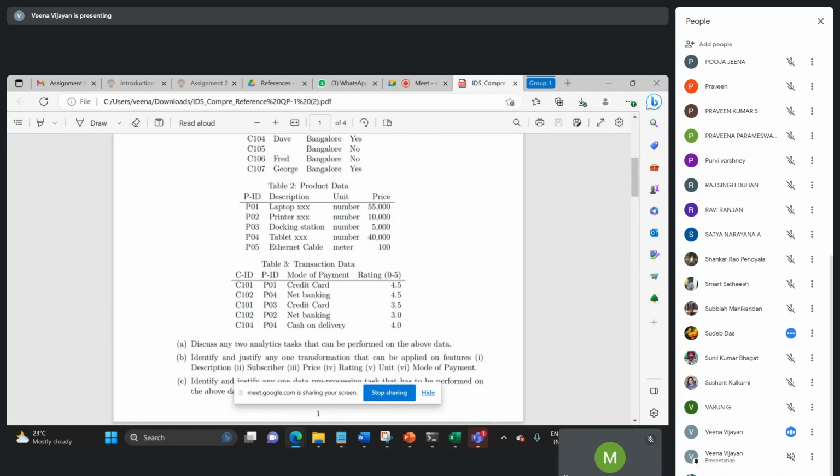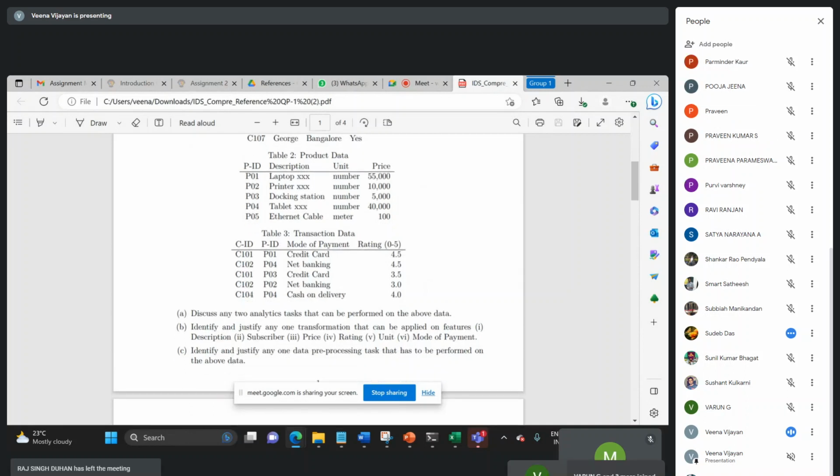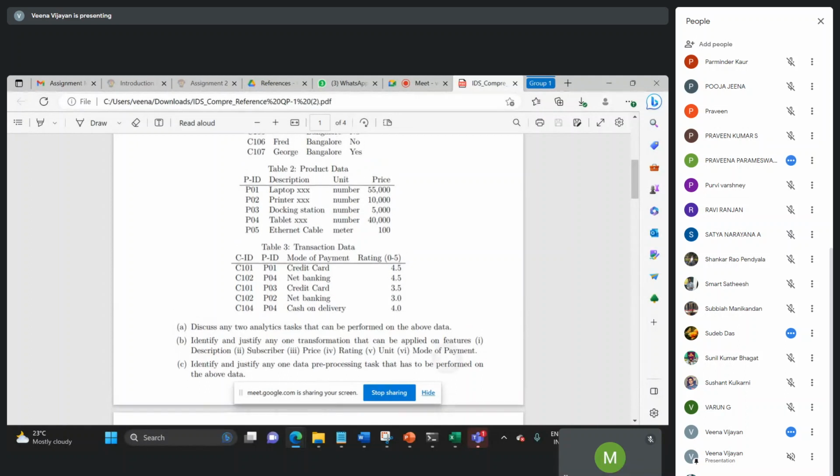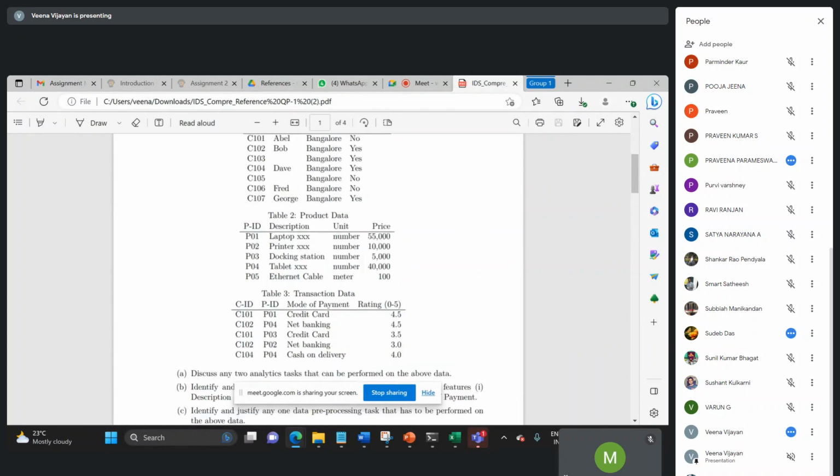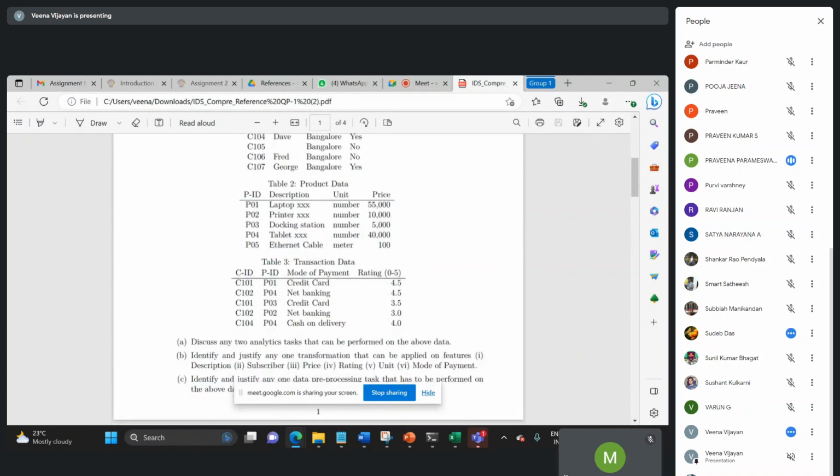The question is asking us to do one transformation. Any one transformation step we can perform. I think for the subscriber column we can do one hot encoding. We can apply feature extraction on the description column. For price, we can actually do min-max normalization. Rating, I think, yeah, min-max because it's a linear range.